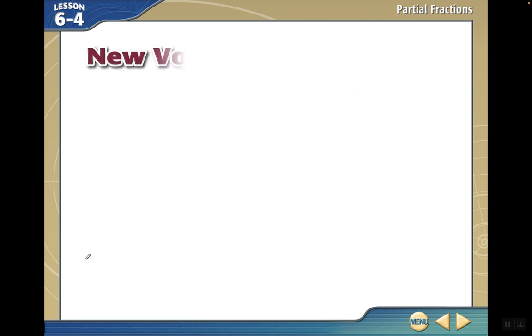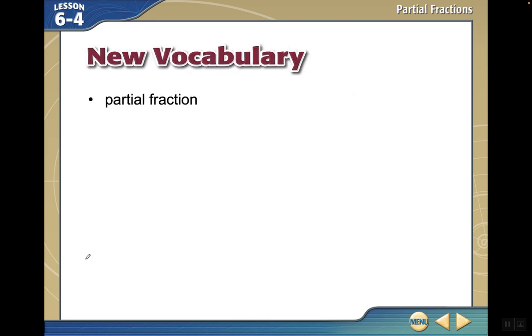So partial fraction is part of a fraction. Partial fraction decomposition means, when you have a fraction, I will just use a regular fraction right now, like 3/4. We're going to decompose that into two parts, like 1/2 and 1/4. Now, obviously, there are a ton of different ways to get 3/4, but generally that's what we're going to do.